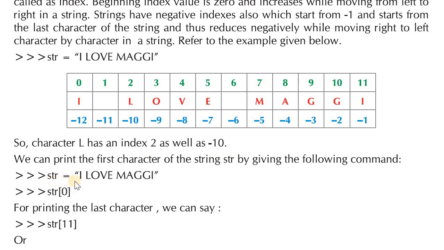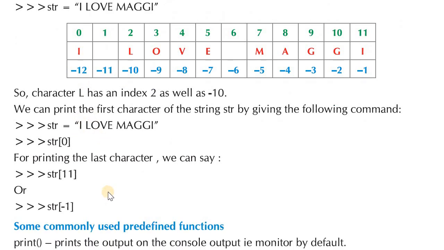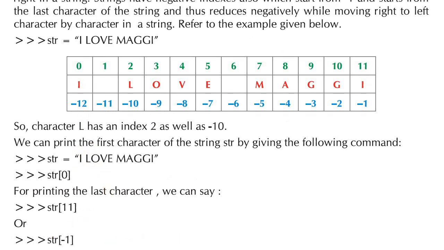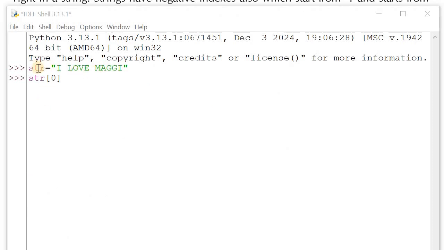Now we can print the first character of the string str by giving the following command. Let me first write the string "I love Maggie", and next str[0], and the output will be what? The output will be I. This is very interesting. I have just written the string I love Maggie within double quotes, then I am writing str[0], and let me see the result. The answer is I.